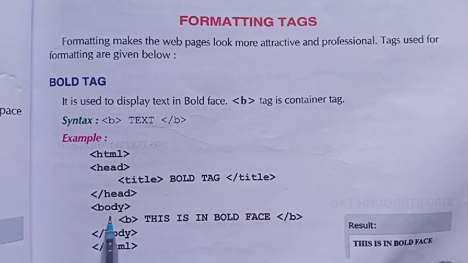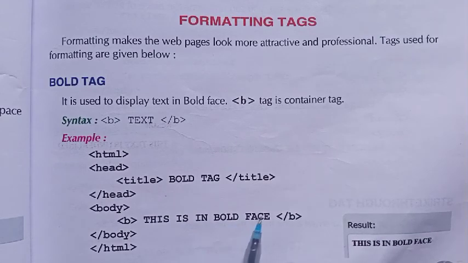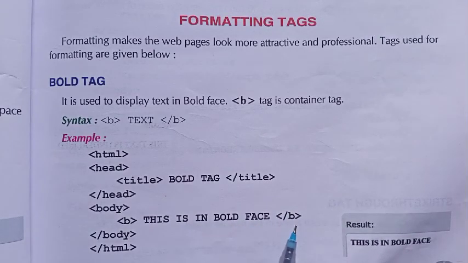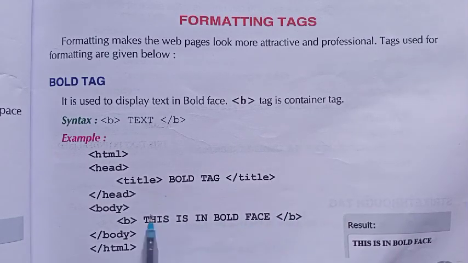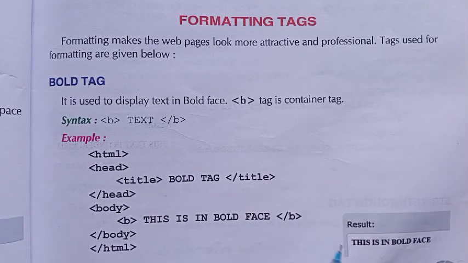Here you can see everything is the same, head, HTML, body, and in the body we have written the B tag. With the B tag we have written this is in bold face, and you need to close the B tag with /B. This means that this text will be appearing in the bold form, in the highlighted form. So you can see the result. This is in bold face, it is highlighted.